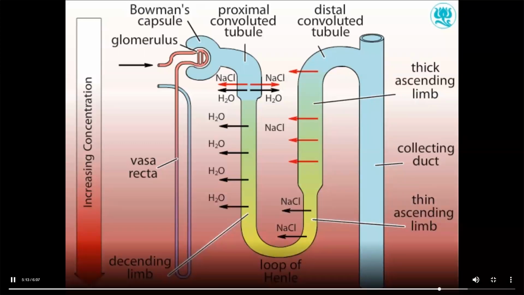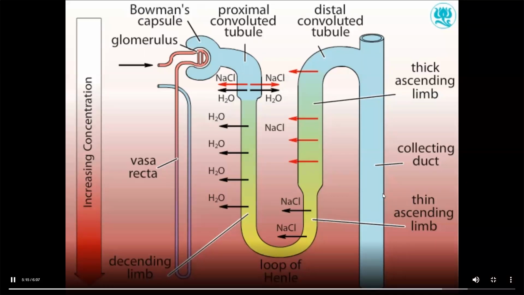So if you can imagine, this tissue out here has become very salty, and by being very salty, it allows water to also leave by osmosis. So this is a very important mechanism in the recovery of water from urine before it leaves into the collecting ducts.